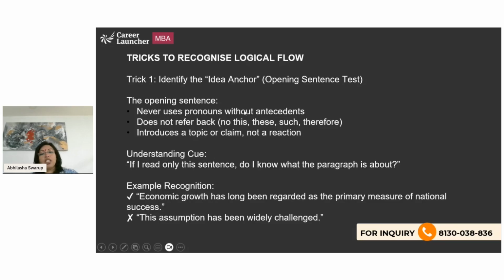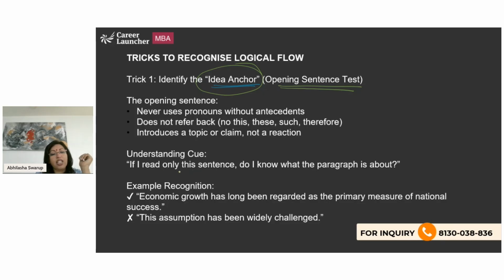All right, here are some tricks. Trick number 1 to recognize logical flow is identifying the idea anchor. What do I mean by an idea anchor? An idea anchor is that one sentence which starts out your passage. It is your opening sentence. The opening sentence will never use pronouns without antecedents. They will not refer back to something. So no this, these, such, therefore, and so on. It will always introduce a topic or a claim, not a reaction. So please remember that. That's your first and most important trick in solving parajumbles.